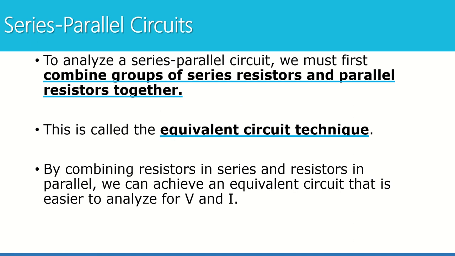So to analyze the series parallel circuit, we must first combine groups of series resistors together, combine groups of parallel resistors together, and we call this the equivalent circuit technique. As we combine groups of series resistors and parallel resistors together, we'll collapse the circuit into one total resistance that we can use to find the current in the circuit, and then begin using our tools such as Ohm's law, KVL, and KCL to find other values.